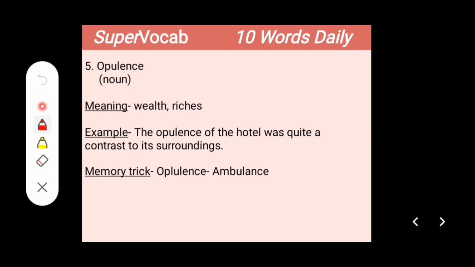Okay, so the next word is opulence. Opulence is a noun. The meaning of opulence is wealth, riches, money. Okay, so the example is: the opulence of the hotel was quite a contrast to its surroundings. Just think of a hotel which is very expensive and huge and luxurious, but its surroundings are very basic and not properly maintained.